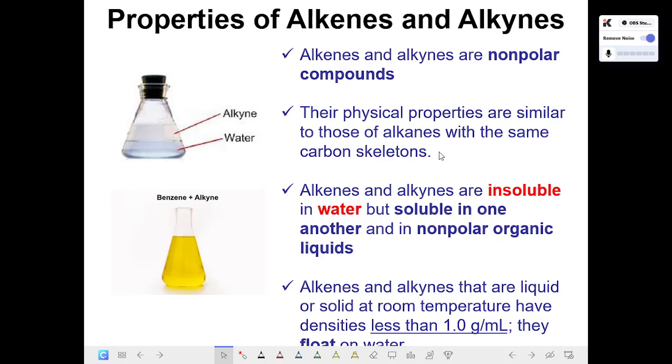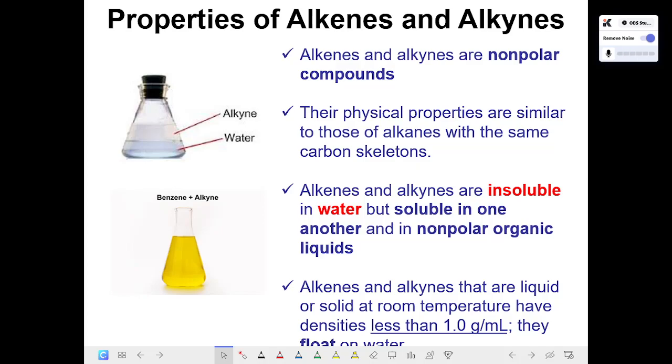So, mapa 2 or 3 carbons man yan, if there are single or double or triple bonds, medyo nagkaka-similar yung kanilang mga properties. So, one notable na property ng ating mga hydrocarbons like alkenes and alkynes, they are insoluble in water.